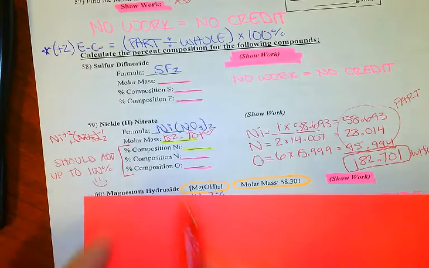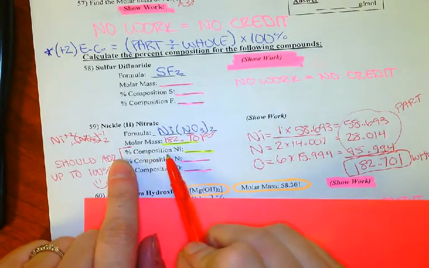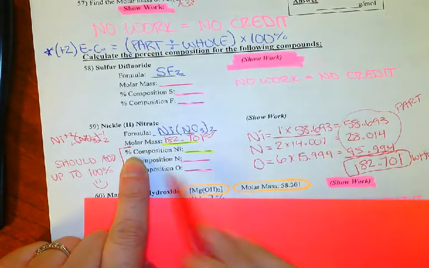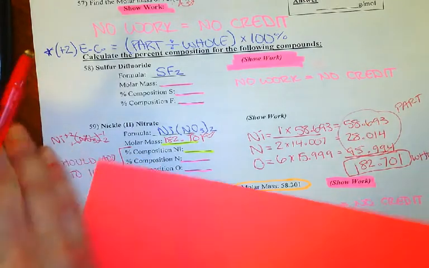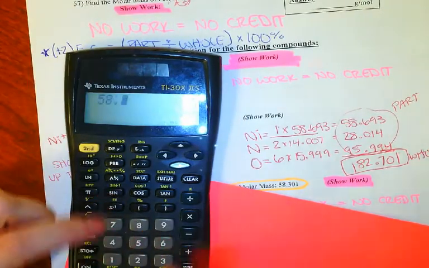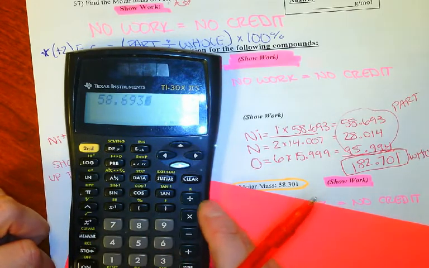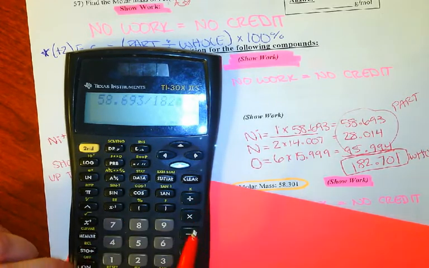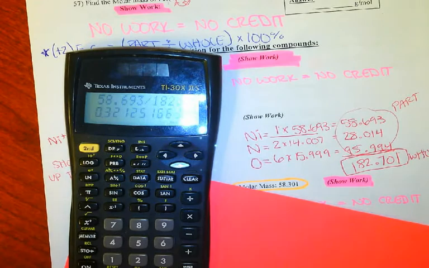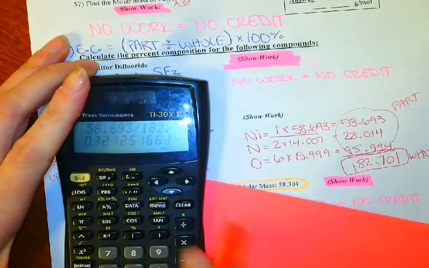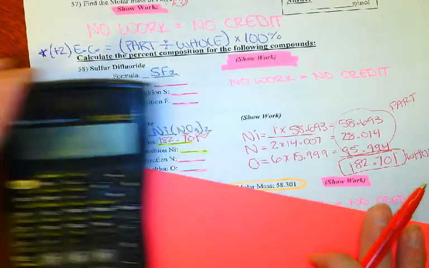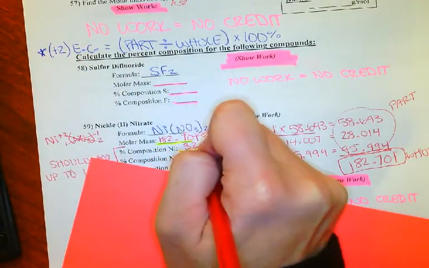182.701. Okay. So again, to find the percent composition of nickel, I'm going to take the part that's nickel divided by the whole mass times 100. So the part that's nickel was just 1 nickel right there, 58.693. I'm going to divide the smaller number by the bigger number, 182.701. Now that's always going to give me a decimal. A small number divided by a big number, like this, a part and a whole, is always going to be less than 1. So times 100 makes it a percent now, 32.1. My percent composition of nickel will be 32.1.